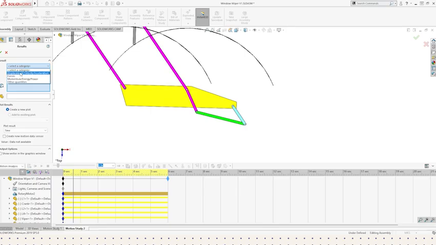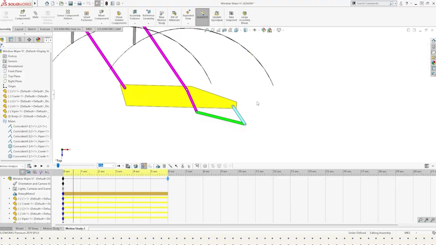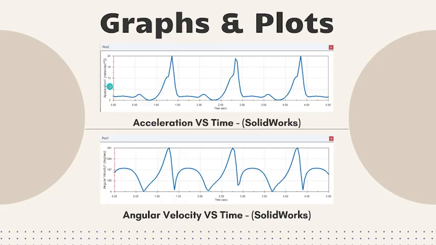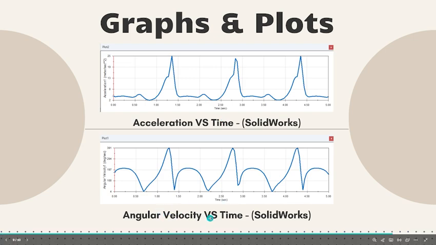Let's see what we can get from the velocity and acceleration. So there is a subcategory, the trace path, like we have already done here, and we can calculate a bunch of different things that we can see. So we have already made two plots: the acceleration of the end effector versus time, and the angular velocity versus time.